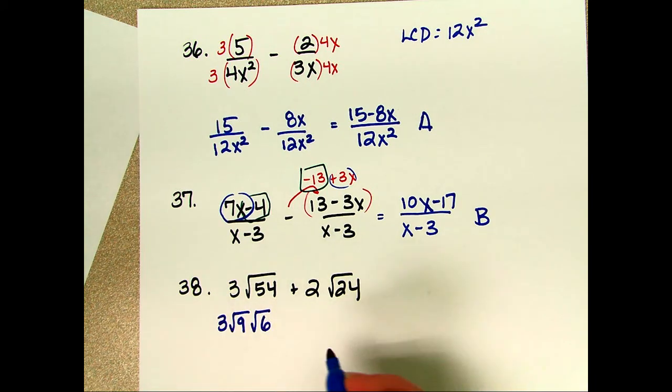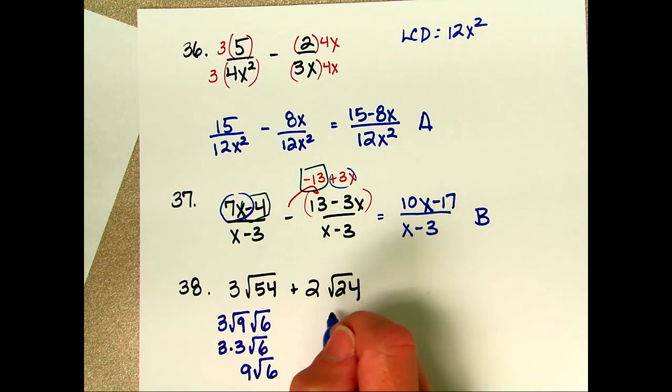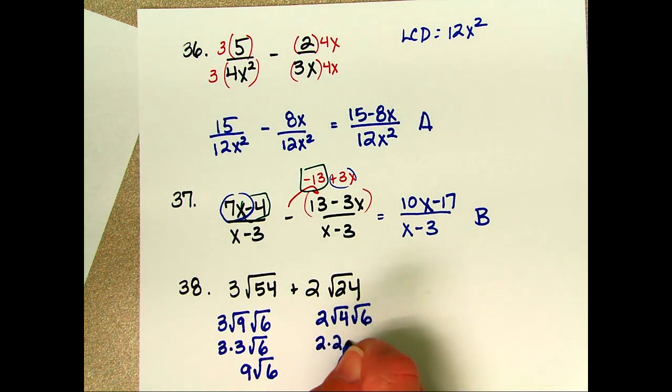24 is 4 times 6. Square root of 4 times the square root of 6 is the square root of 24. 2 times 2, radical 6, is 4 radical 6. We can now combine them. We can add them. 9 radical 6 plus 4 radical 6 is 13 radical 6. The answer for number 38 is A.